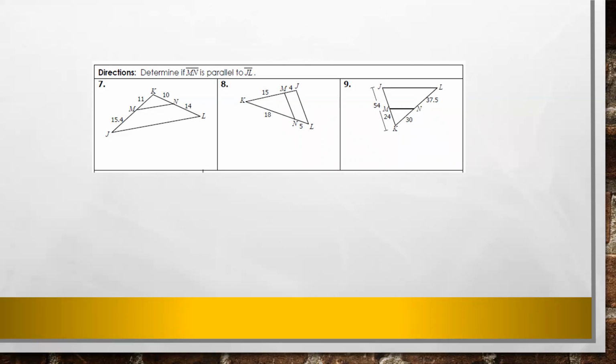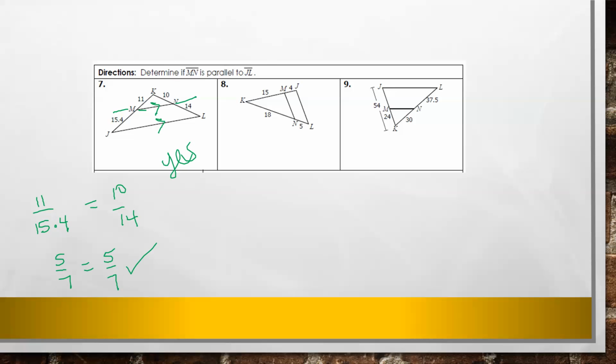So let's look at the first triangle here. I'm going to picture MN as my fraction bar, and I'm going to say, well, okay, 11 over 15.4 would have to equal 10 over 14. If that is true, I've got parallel lines. So we can use our calculators and we can simplify the fraction. 11 divided by 15.4 as a fraction is 5/7. And 10/14 reduced is 5/7. That works. So yes, these are parallel. MN is parallel to JL in this picture.